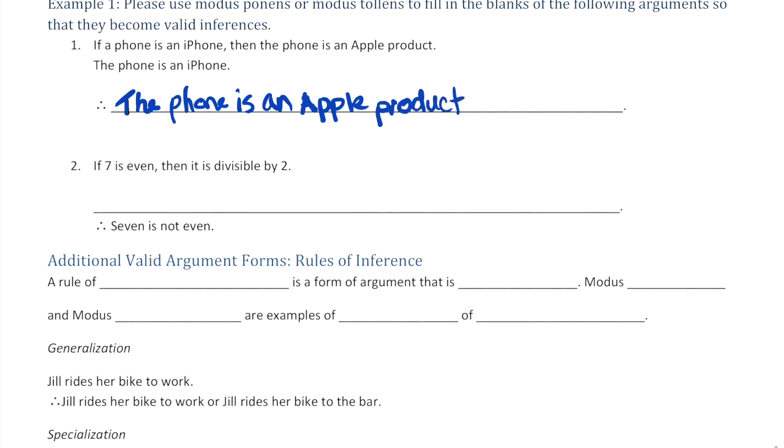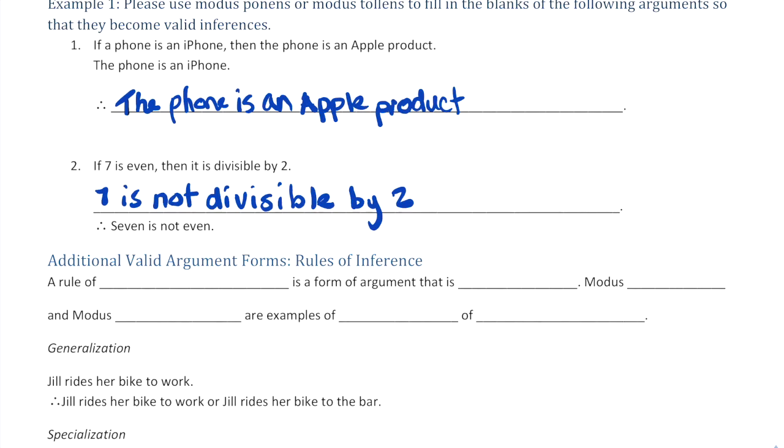Okay, so if 7 is even, then it is divisible by 2. Well, is that true? Do you think that's true? Not unless you've been drinking, right? So 7 is not divisible by 2. We've negated the consequent. Therefore, 7 is not even.